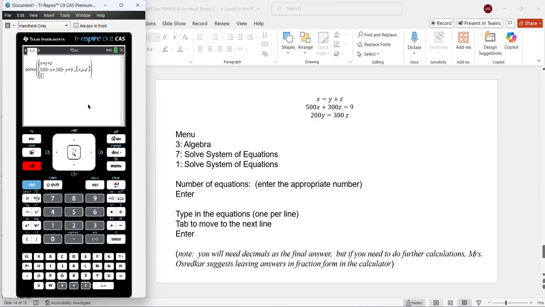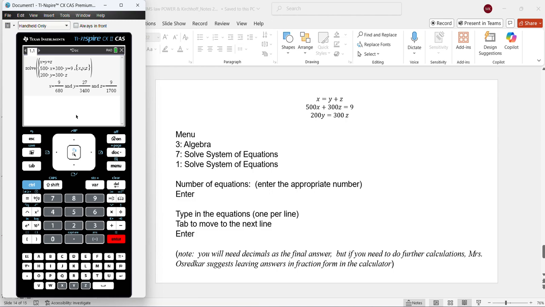And I am going to tab to the next line, where I will enter 200 times y is equal to 300 times z. When you're doing this, we have definitely found that it does make a difference to include explicitly the multiplication signs. Definitely worth doing. Hit enter, and you will get your answers in fraction form.